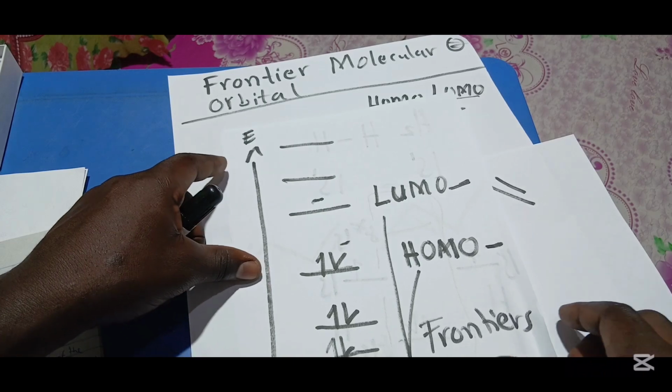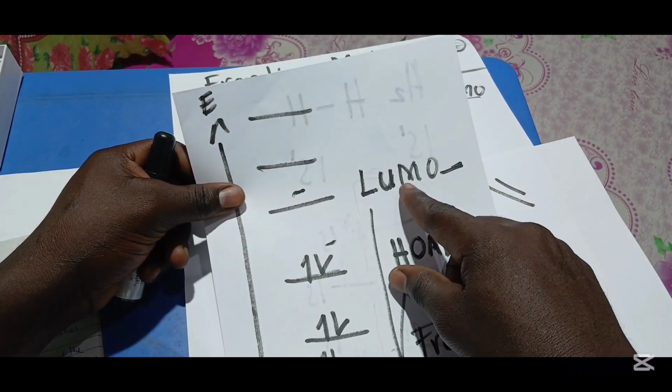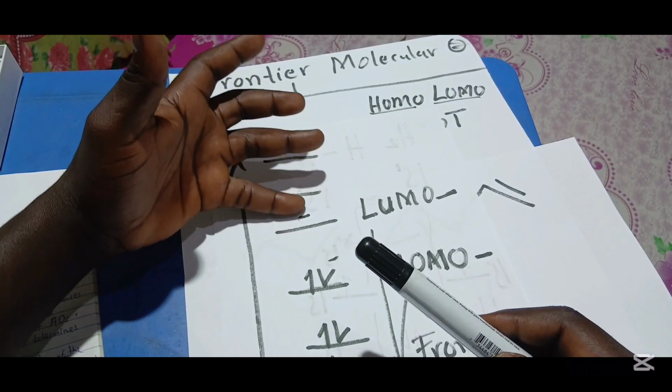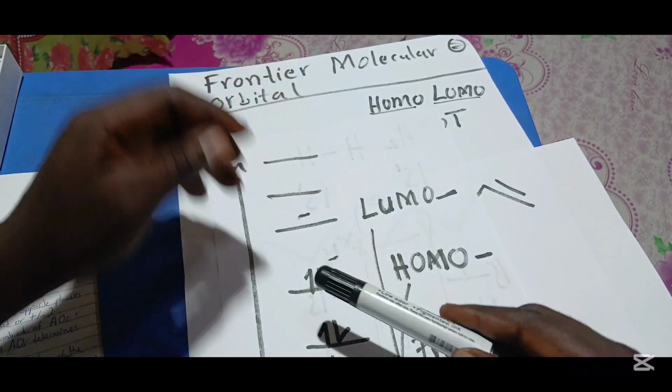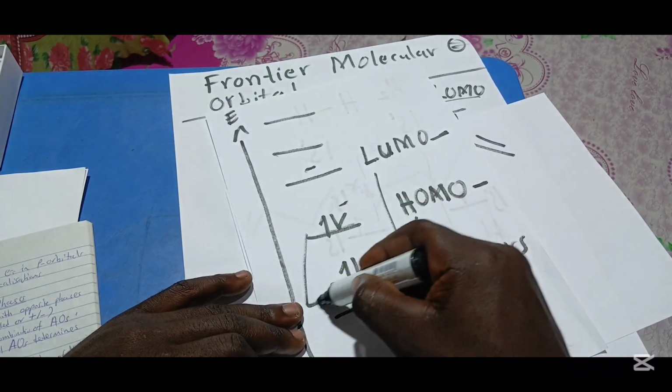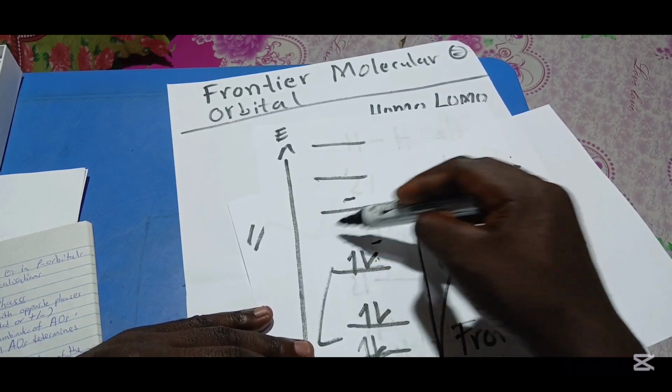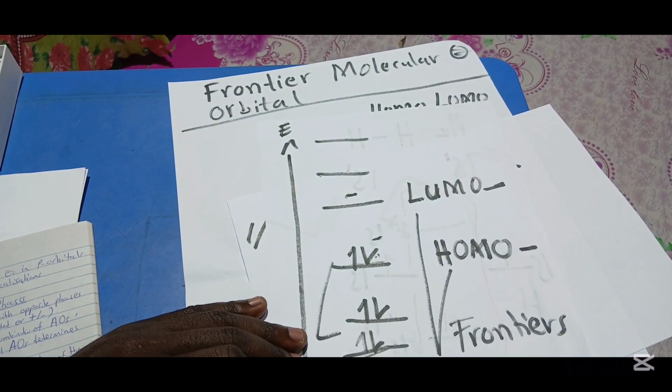Maybe you might be wondering why LUMO, why lowest unoccupied? Because you could see that these are the unoccupied molecular orbitals, right? Here electrons are filled. We have this molecular orbital filled with electrons, but these orbitals are not filled with electrons, right? So they are unoccupied by electrons.